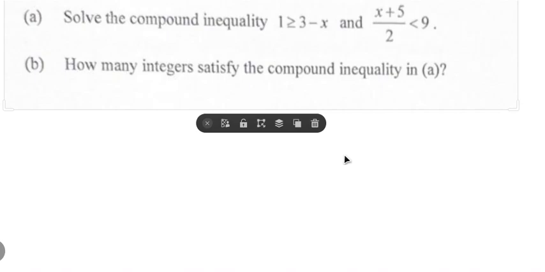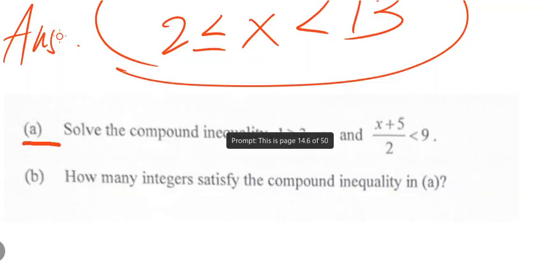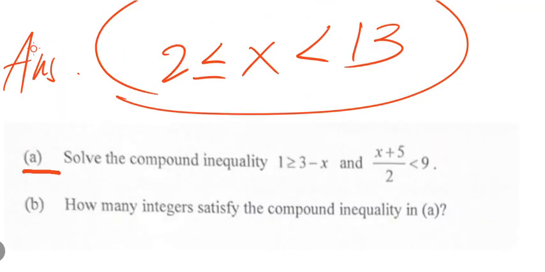Here, how many integers satisfy the compound inequality? The answer choices are A and so on. Now, that's the question for here. Remember, in the previous one that we had, the answer would be x is less than or equal to 2 and x is less than or equal to 13.